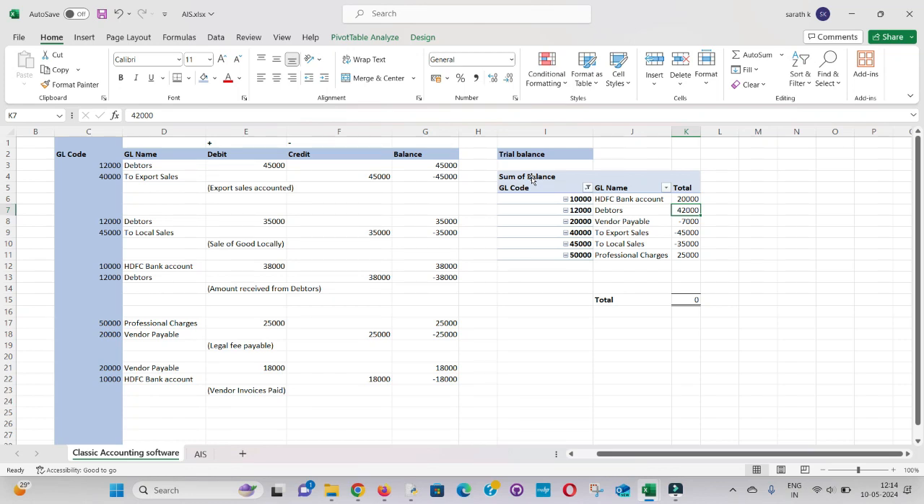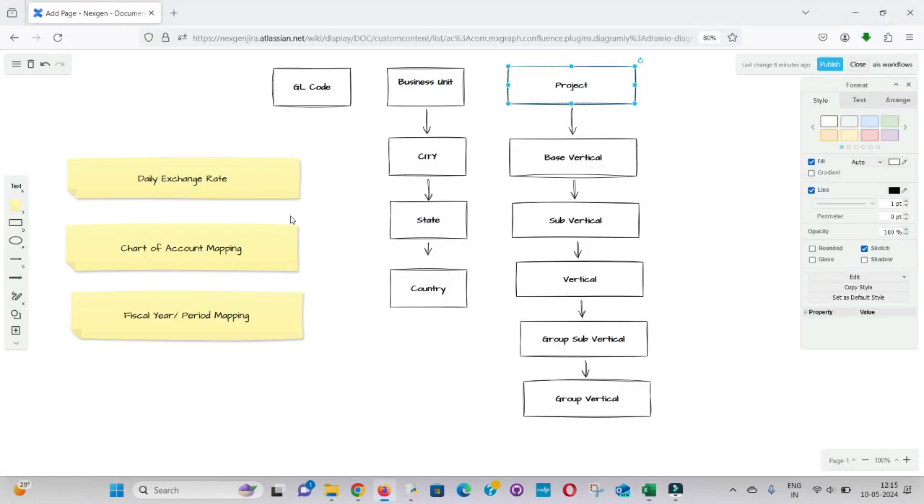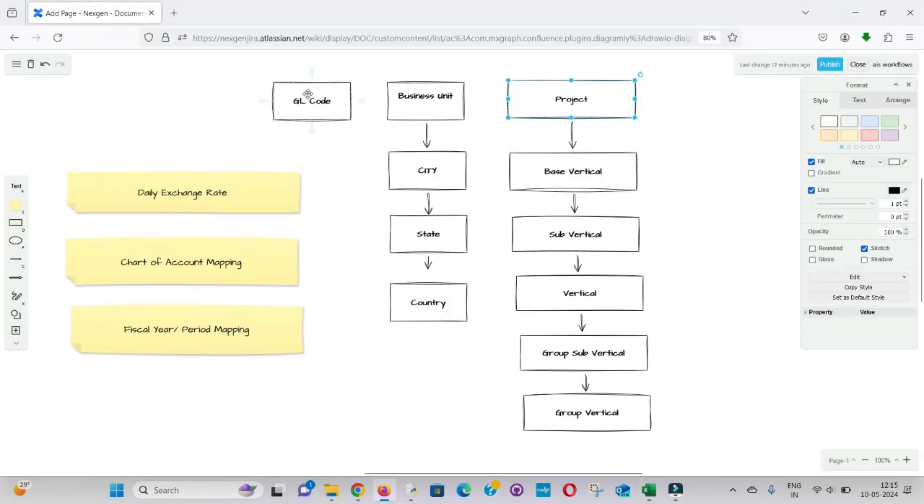Now, having understood how accounting software works, let's look at what's special in AIS, the accounting information system. In AIS, you do the accounting in the same way as any accounting software. That is, you enter the GL code, GL name, debit, credit, as well as other data required by the system. But in addition to the GL code, you need to enter 2 more parameters called the business unit as well as the project.